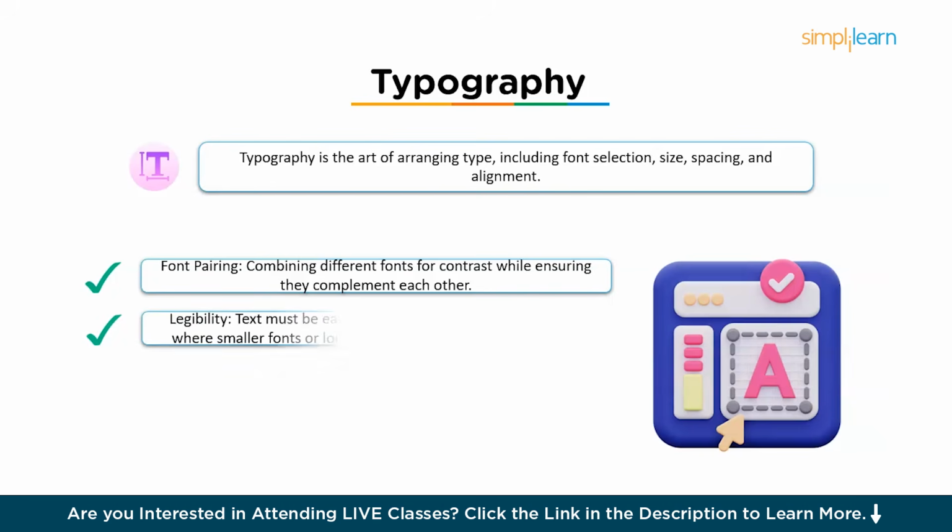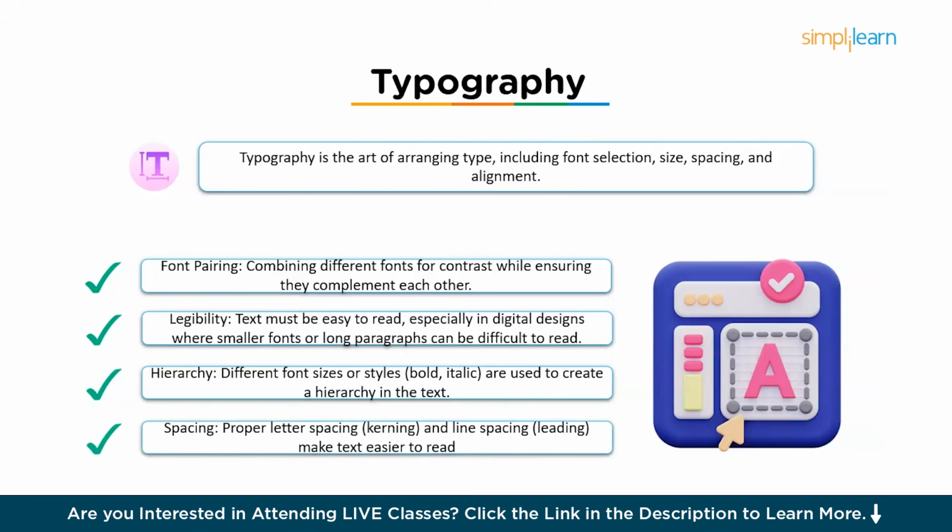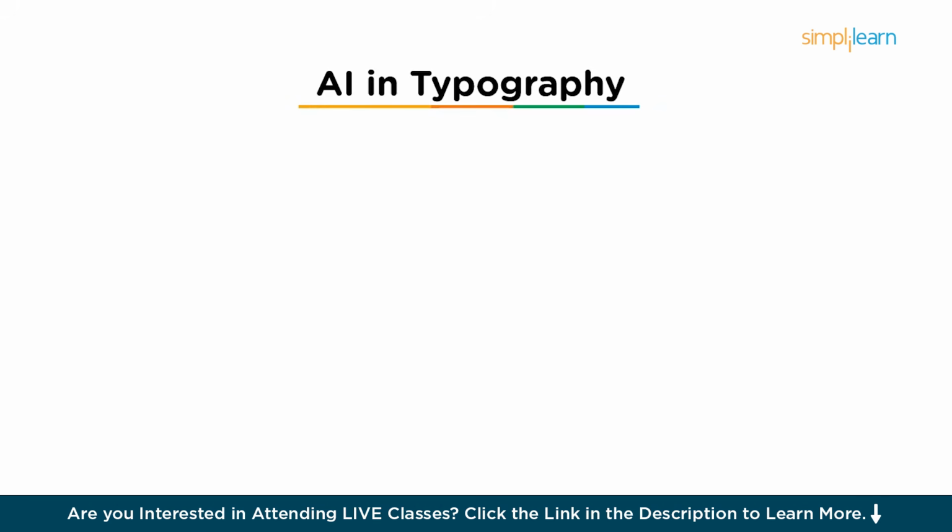Then we have legibility. Text must be easy to read, especially in digital designs where smaller fonts or long paragraphs can be difficult to read. Then we have hierarchy. Different font sizes or styles, that is bold or italic, are used to create a hierarchy in the text. Then we have spacing. We have proper letter spacing, that is kerning, and line spacing, that is leading, making text easier to read. AI in typography. Let's see how AI helps in typography.